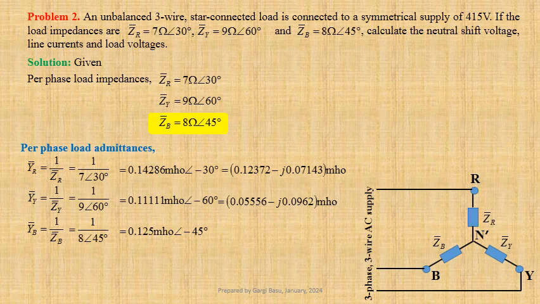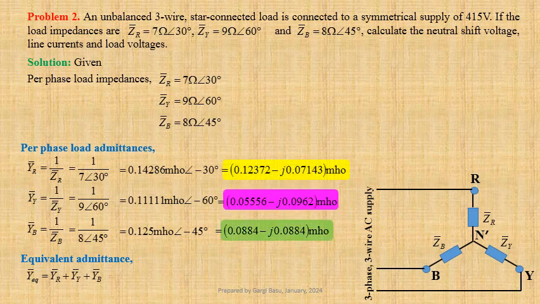In Cartesian form, this may be expressed as 0.0884 minus j times 0.0884 mho. Now we shall determine equivalent admittance. YEQ equals YR plus YY plus YB. Using values we get 0.26768 minus j times 0.25603 mho. In polar form, this may be written as 0.3704 mho at an angle minus 43.726 degree.